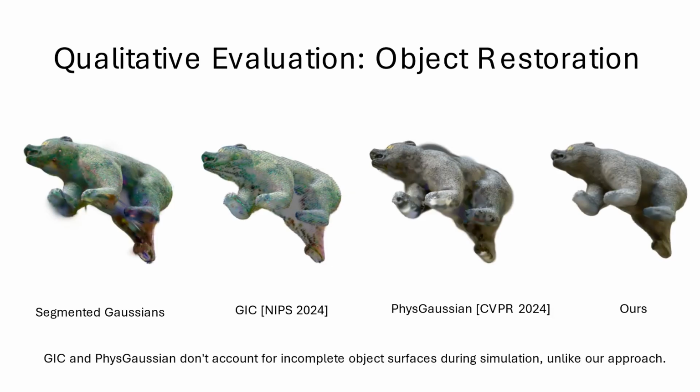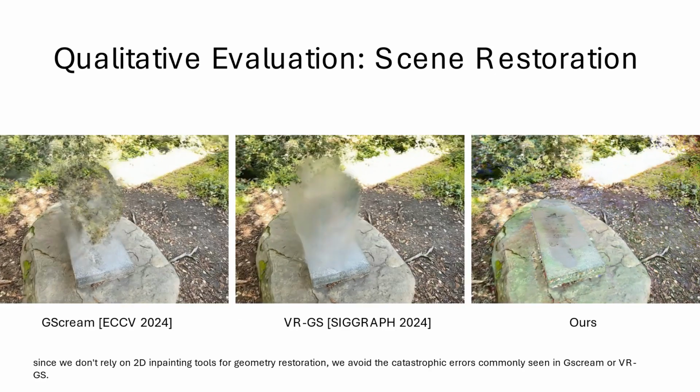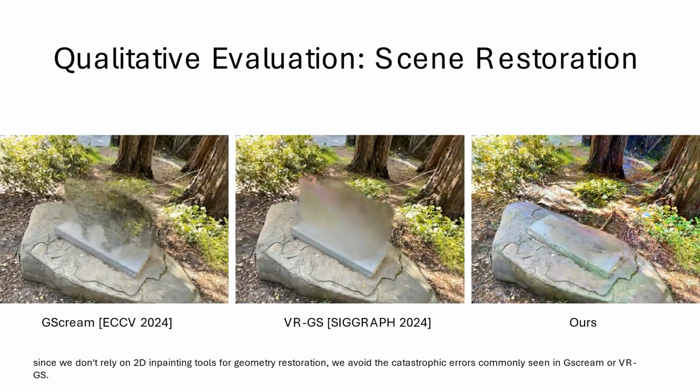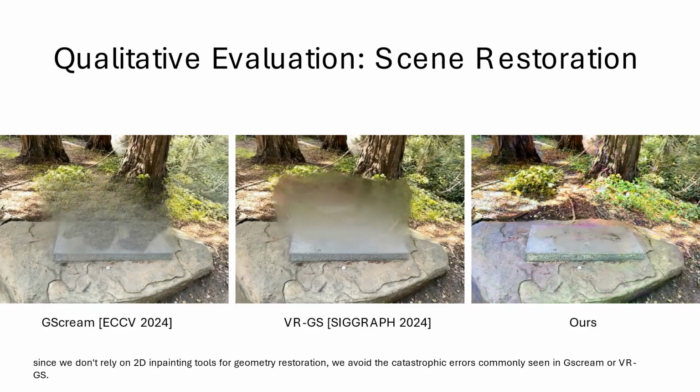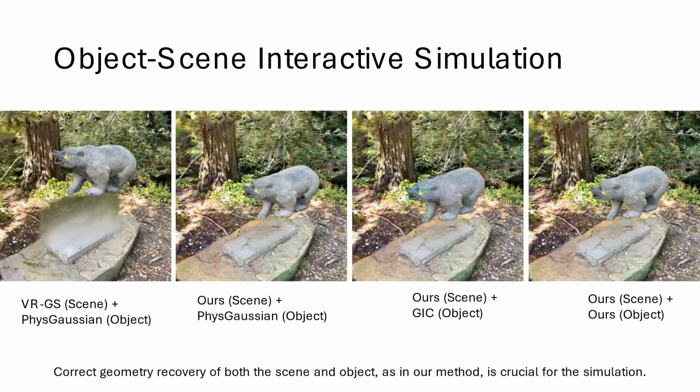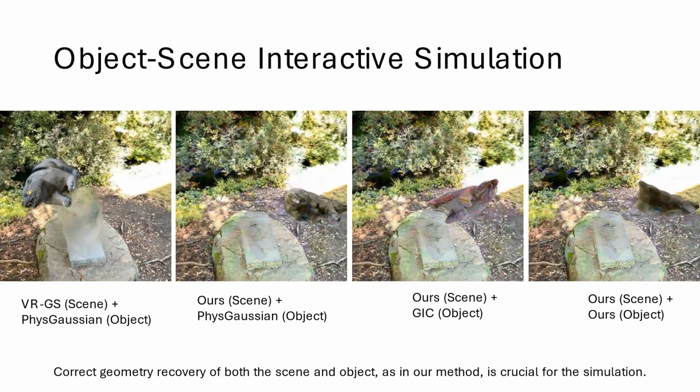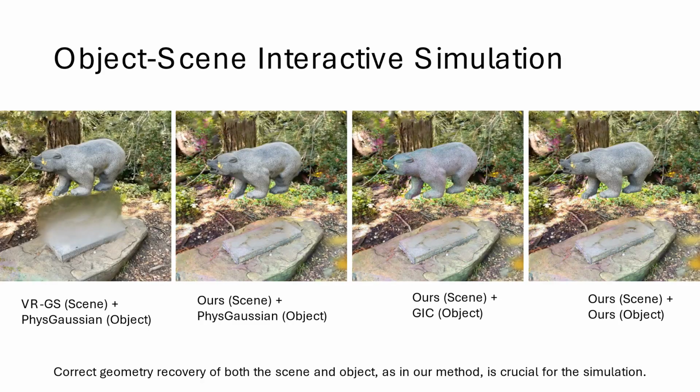Okay, let's see our evaluation. Our evaluation is straightforward: the object restoration, scene restoration, and also the context object scene interactive simulation. Let's see the results. As shown here, our scene restoration does not have those floaters. And our interactive simulation is also great.